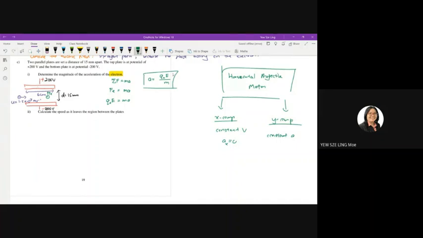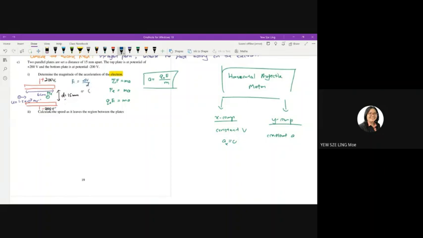But now we don't have E yet. So how are we going to calculate E? If you look at the question, we are given the V on the two plates, and then we have the d. The initial position is the negative plate, and it travels towards the positive plate. So now we have E equals delta V over d.